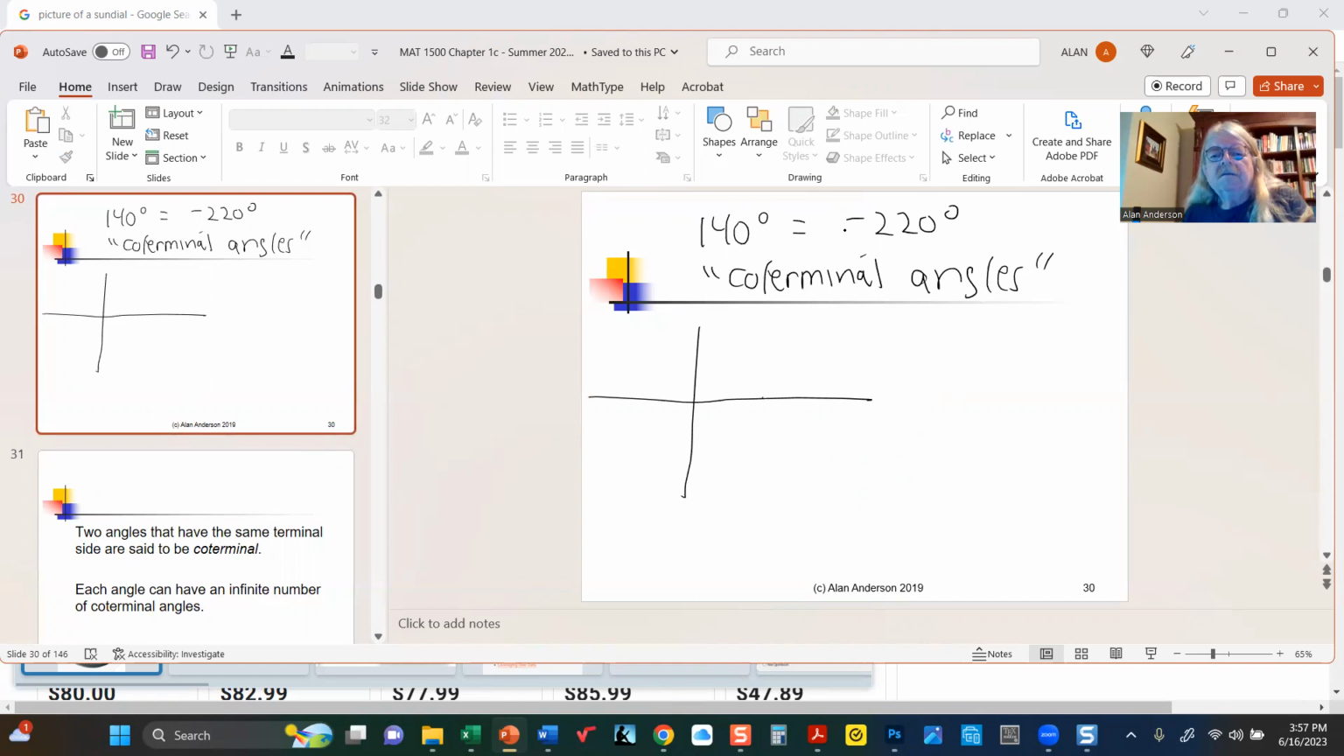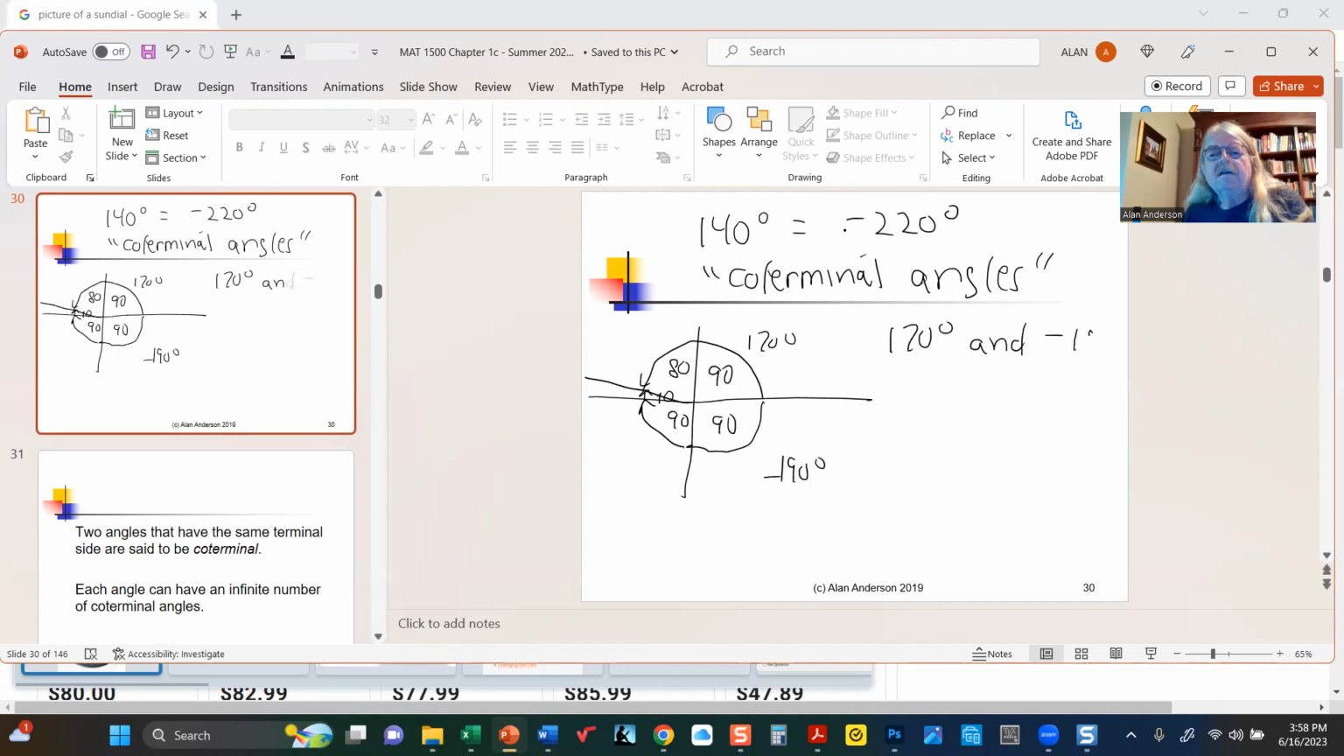Now let's try 170 in this direction. And this would have to be 10. That's going to be negative 190. So 170 and negative 190 are coterminal.